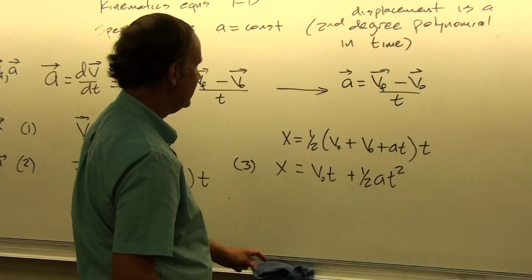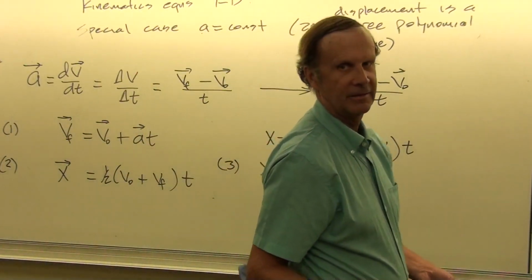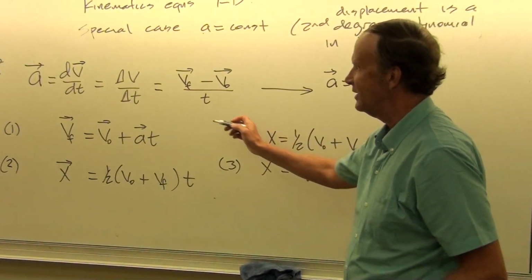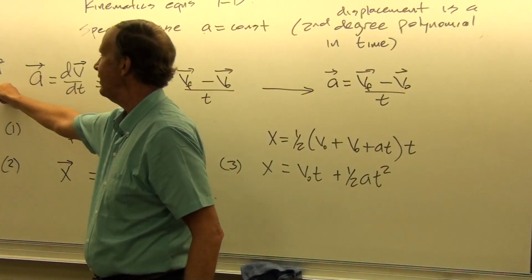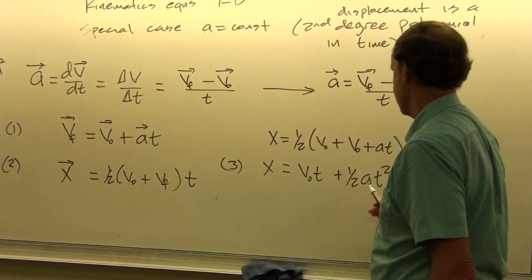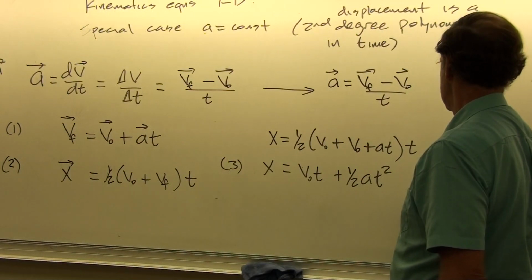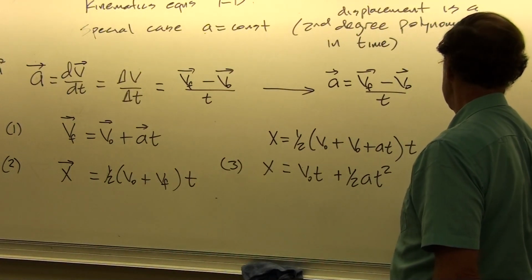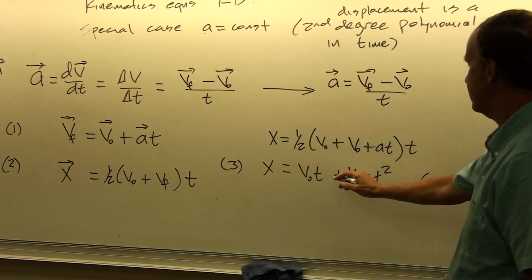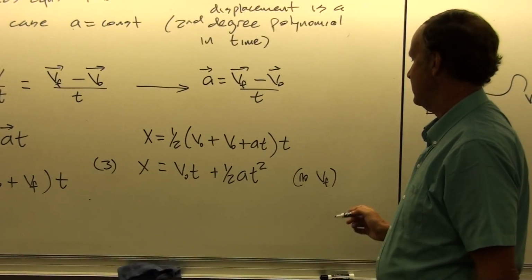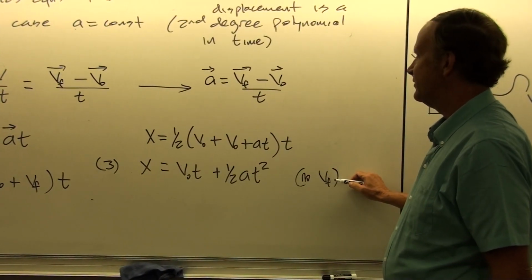And so this one has no what? Can you see which of these 5 it doesn't have? It's v final. Did you get that? Okay, so that is what equation 3 doesn't have, is v final.